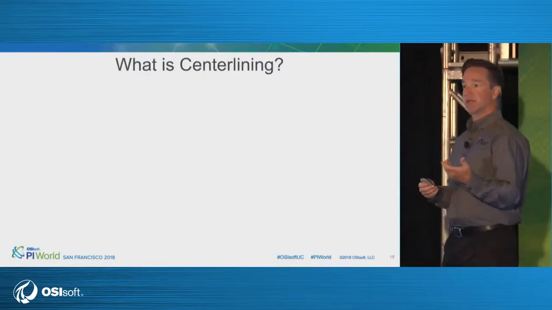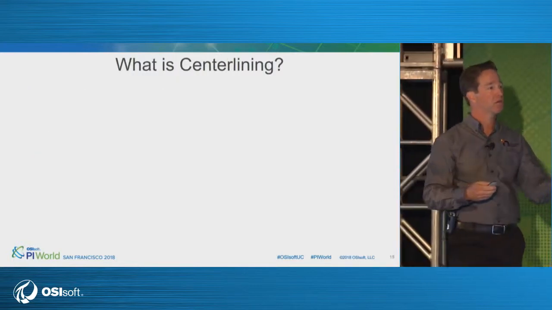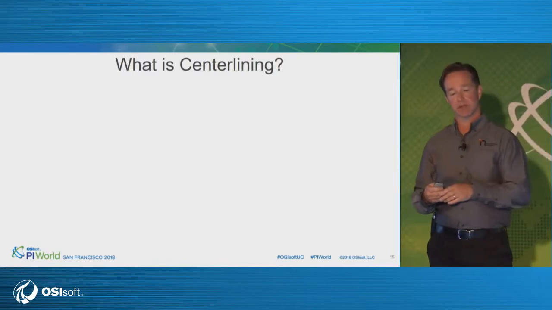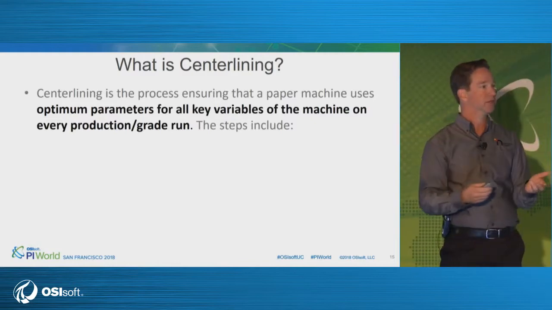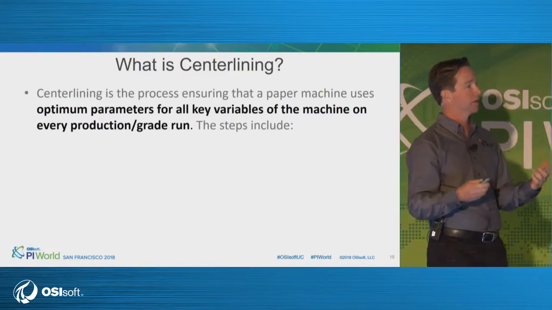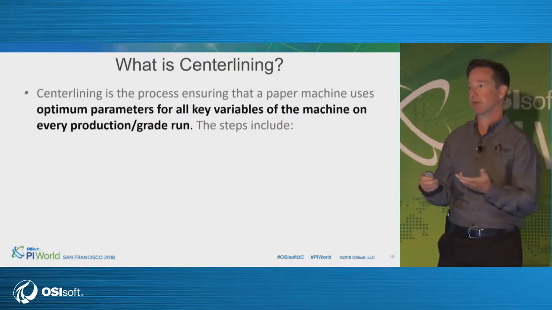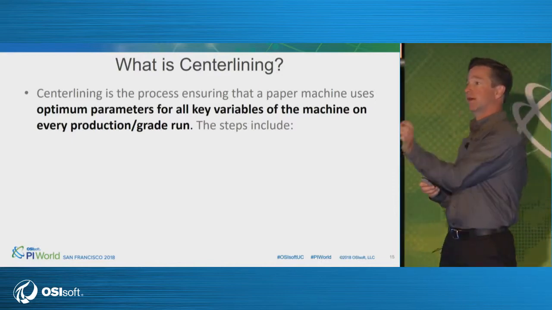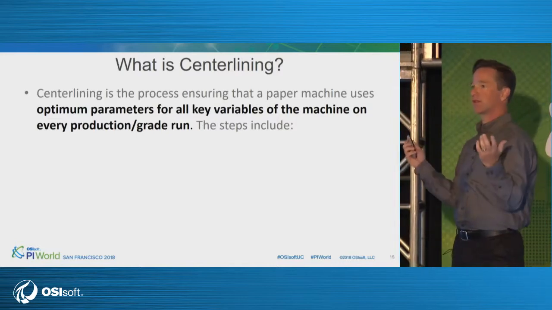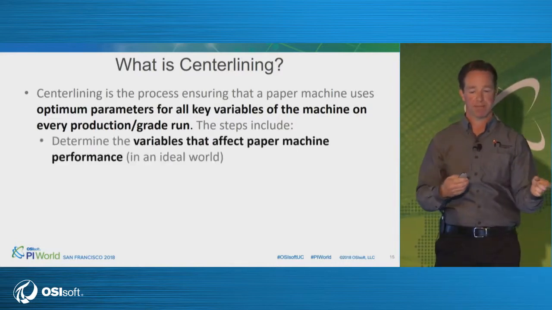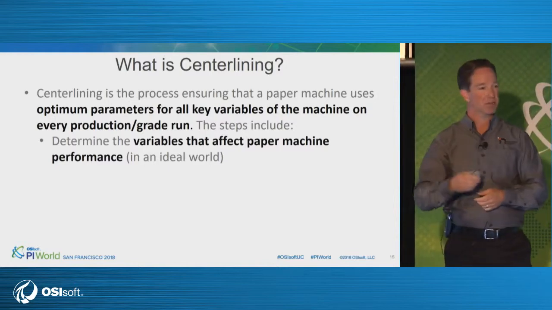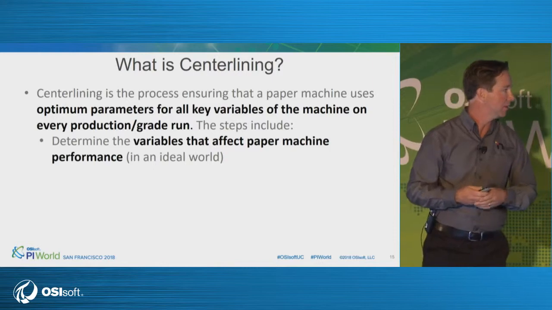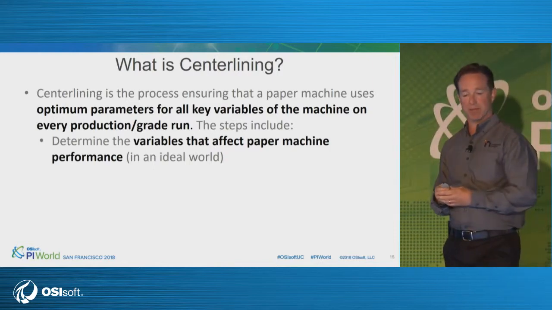So for those of you in the room not from the pulp and paper industry, I'm going to way oversimplify what machine learning centerlining is, but this gives you the gist of it. Really what we're trying to do is figure out the optimum parameters to run the machine and have good runnability on the machine, and figure that out for every grade run. We want to find the key ones, not 1,000 of them, it may be 20 or 25. So we need to determine which of those 25, or 30, whatever the number is, which needs to be a small number, actually affects paper machine performance.